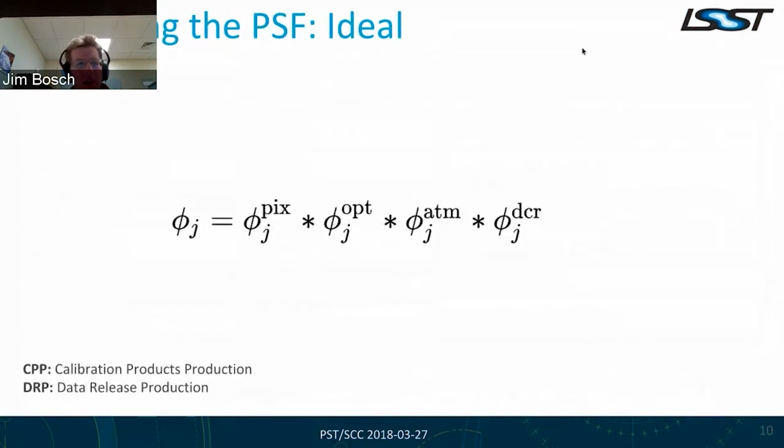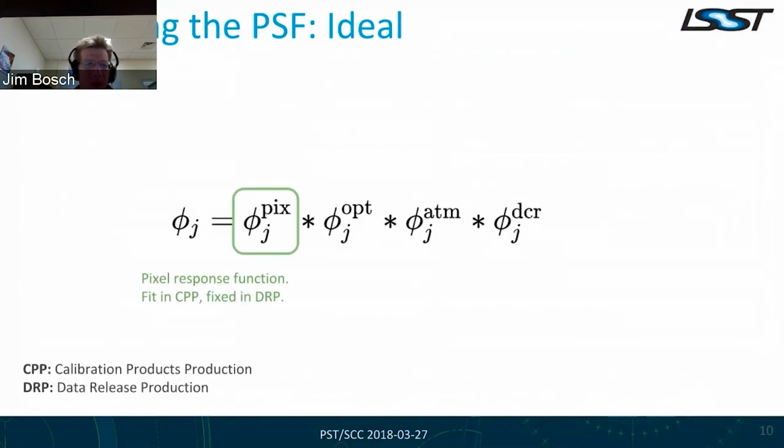All right. So the PSF. I'll start with what I'm calling the pixel term. This is just the pixel response function. So you have some diffusion in the pixels, and of course the actual integration over square pixels rather than just sampling goes into this part of the PSF. This is something we would fit in what we call calibration products production. This is the same part of the pipelines in which we build master flats and biases. We would also build a pixel response function for the PSFs.